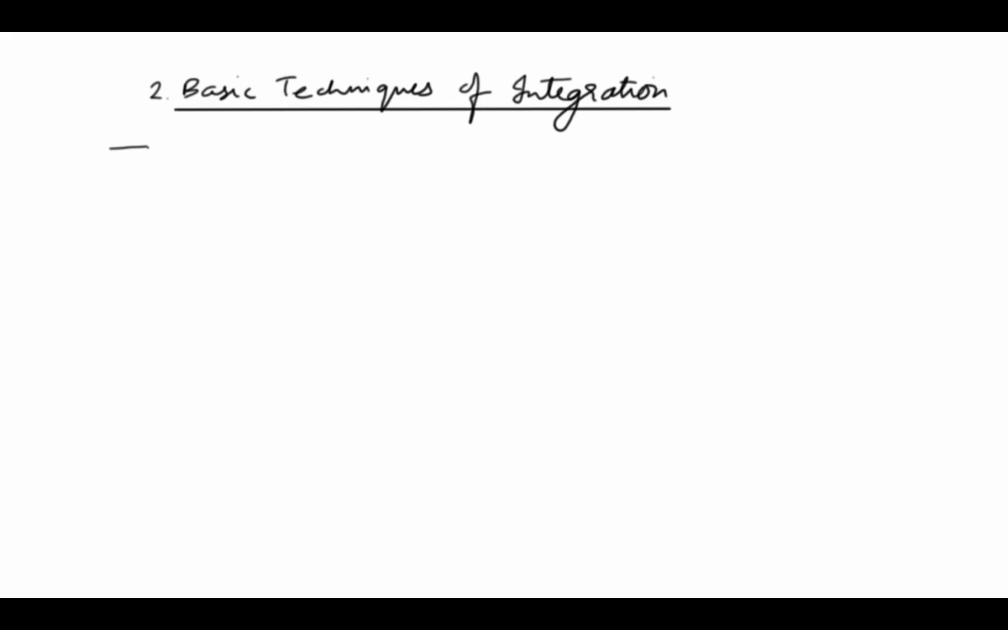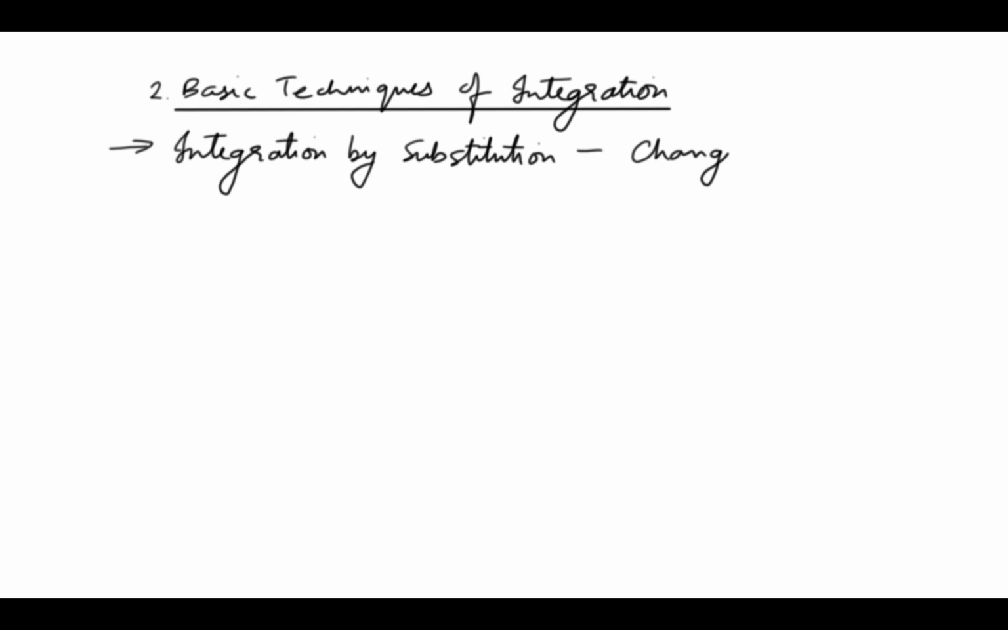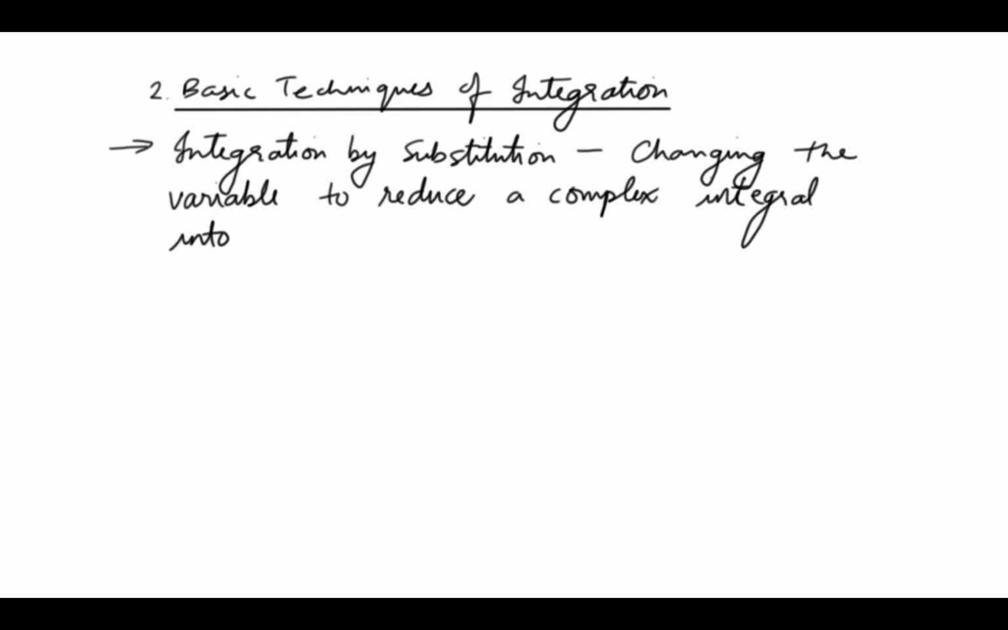Moving on to the core methods of integration. So when an integral isn't simple enough to solve by basic inspection, we rely on three fundamental techniques to break it down. First is substitution, where we change the variable to make a complex equation look like a basic standard formula.